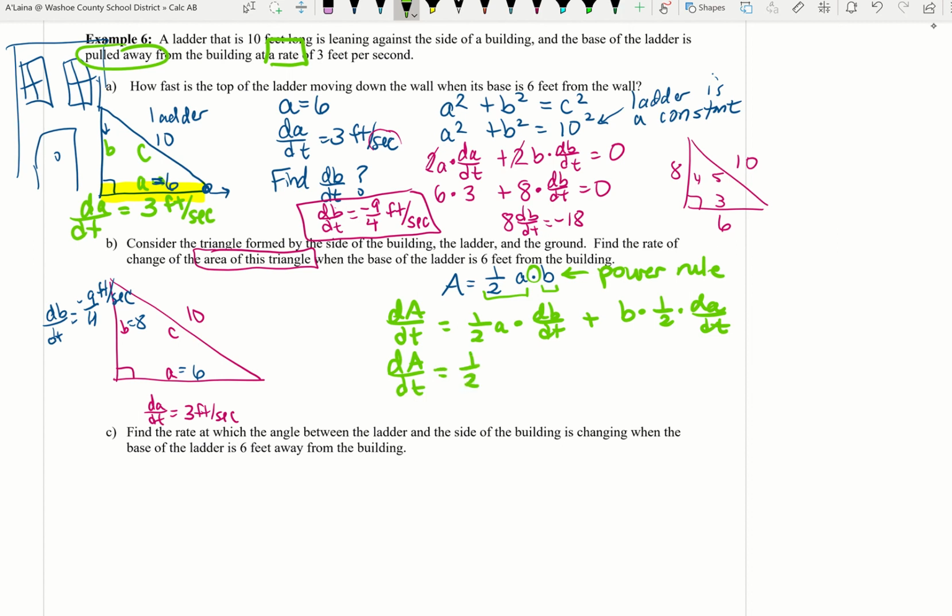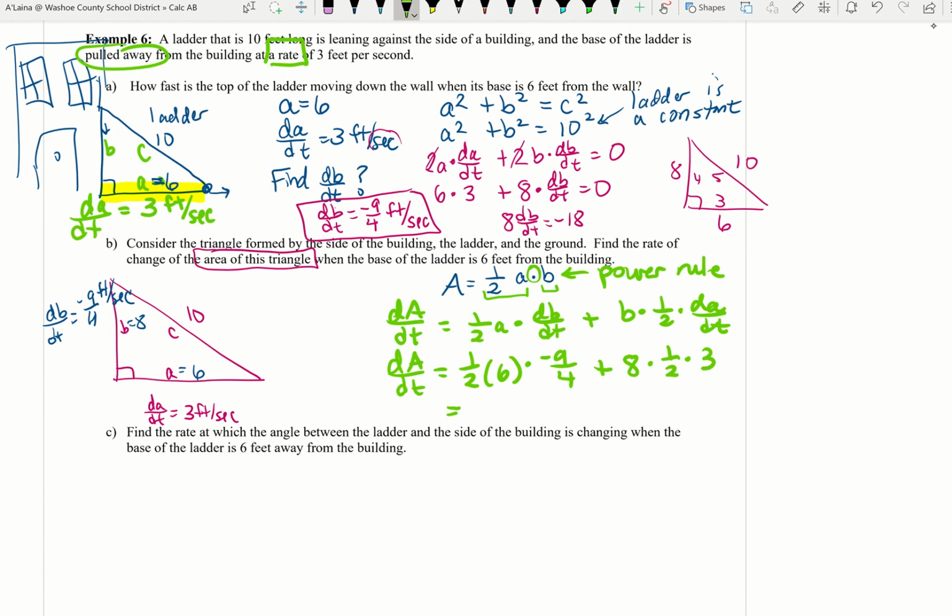And then A, we had said was 6. dB over dt we found in part A. Because this was at the same instant when A is 6, I can use that. We are still looking at that same moment in time. So that's negative 9/4. B is 8, and dA over dt was given to me at the very beginning as 3. And so when I simplify this, this is actually going to be my final answer, and I'm just going to have to think a little bit about units, but let me just multiply this together.